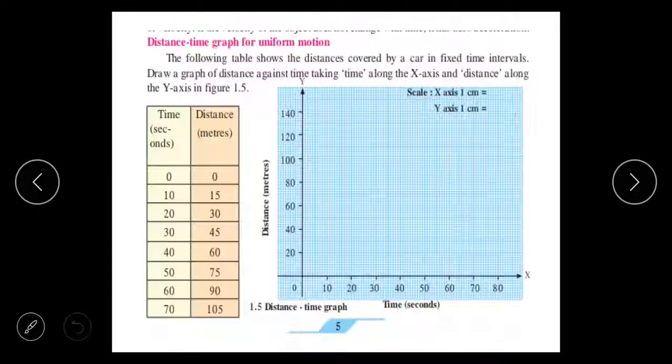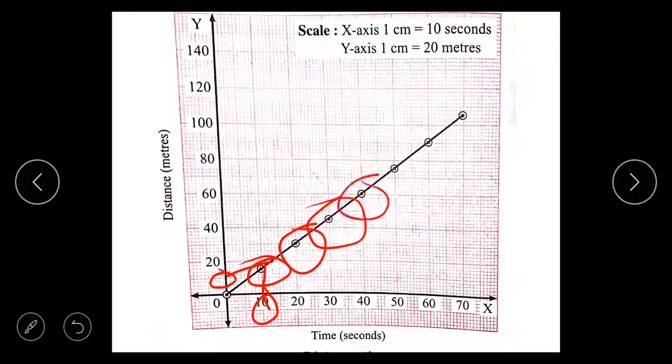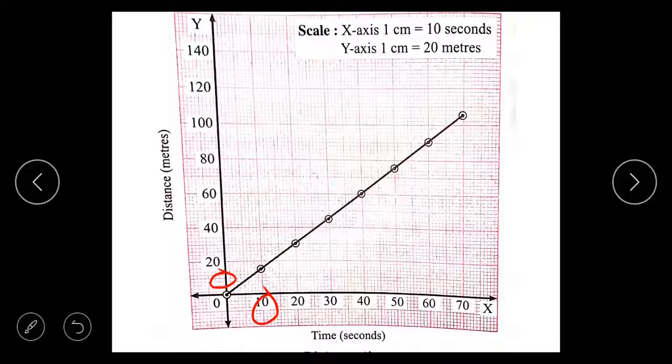So the second point is 10 on x-axis and 15 on y-axis. Where is 10? Here is 10 on this axis, and where is 15? Here is 15. So we join a line here and we get a point. So this point is our second coordinate. In this way we keep on plotting the points. After plotting the points, if we join them, you find that a straight line passes through the origin.